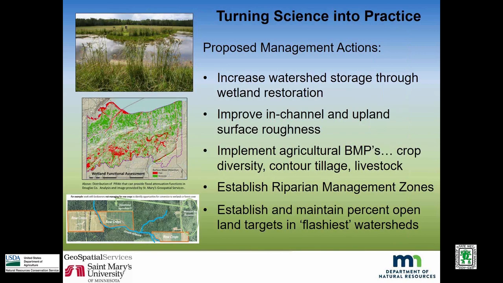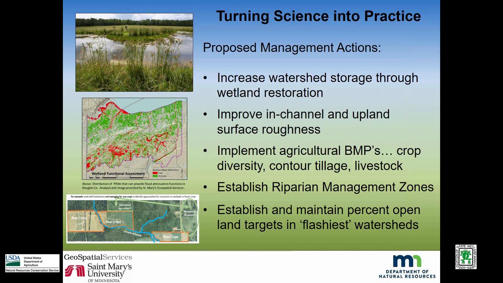And so, in the end, turning science into practice, as a result of all the analysis we did in this particular area, we identified several management actions, and you see them listed here: increased water storage through wetland restoration, improved in-channel and upland surface roughness, plantings within channels, and maintenance of vegetation along riparian corridors, as well as converting prior abandoned lands back into what they would have been traditionally, which was either forest or scrub cover.